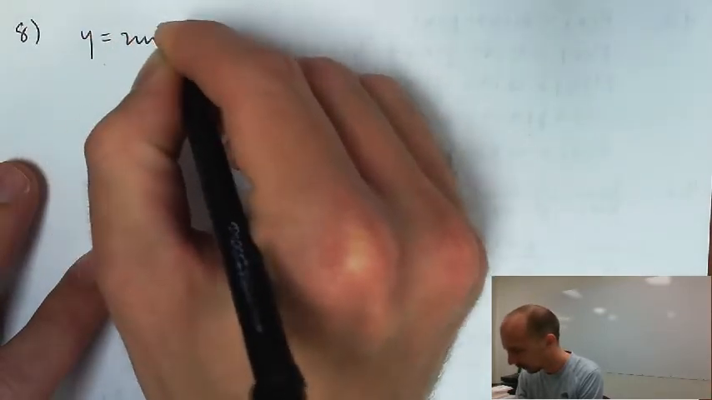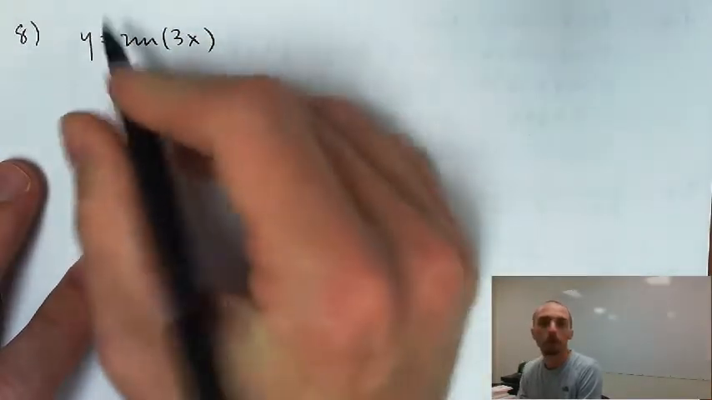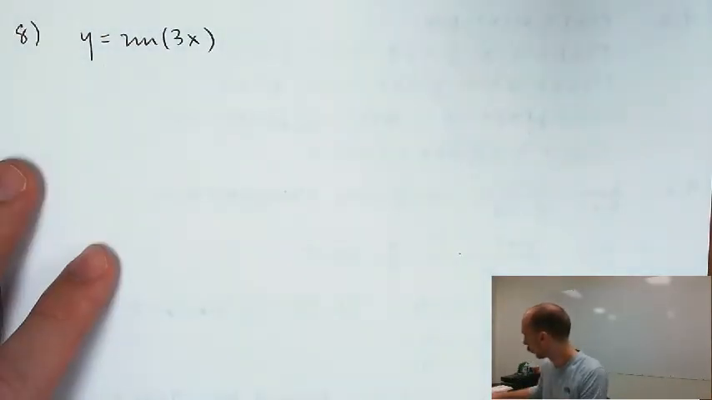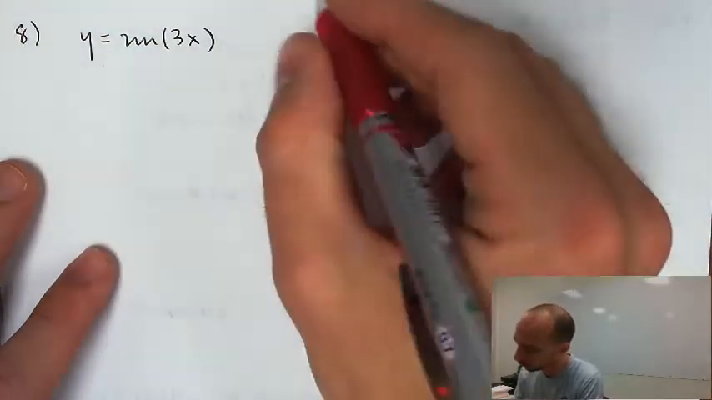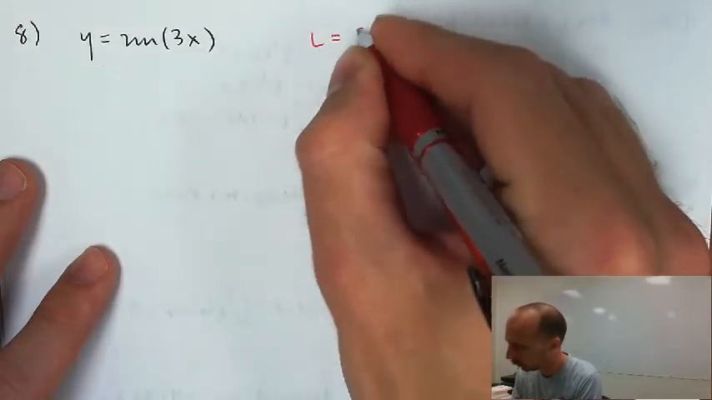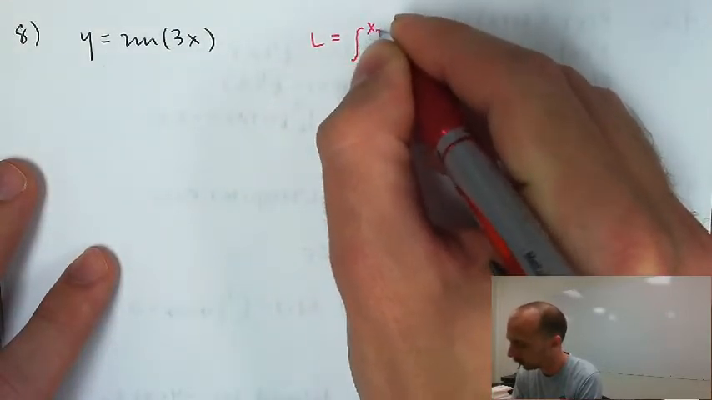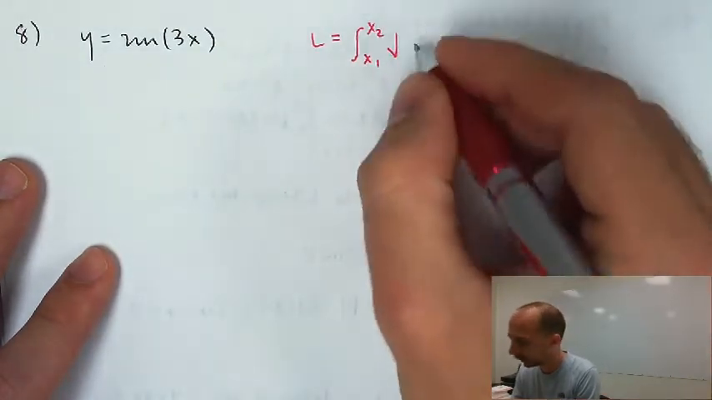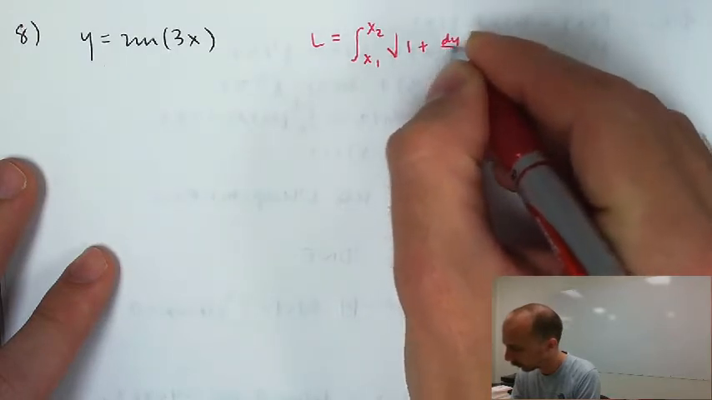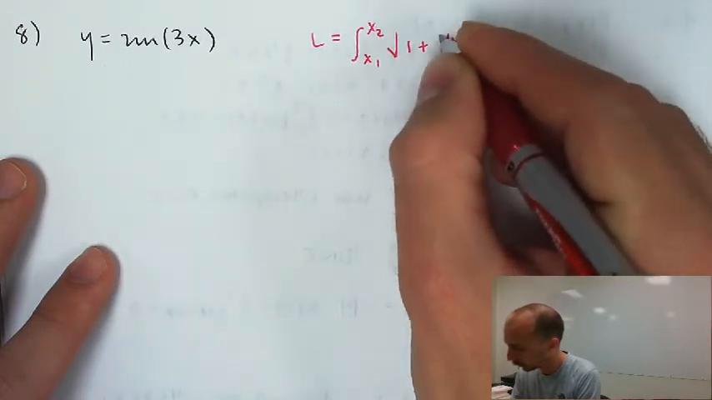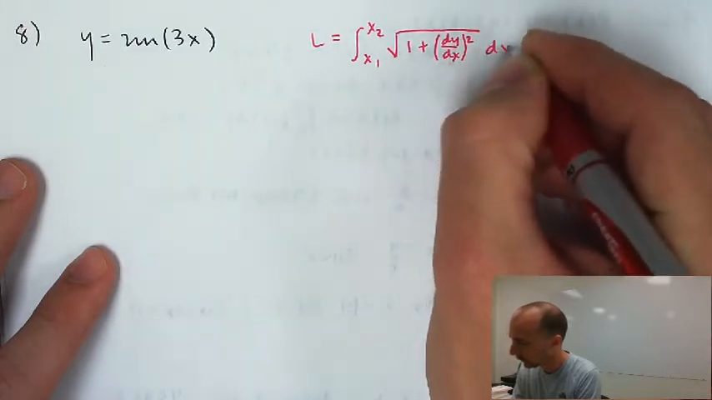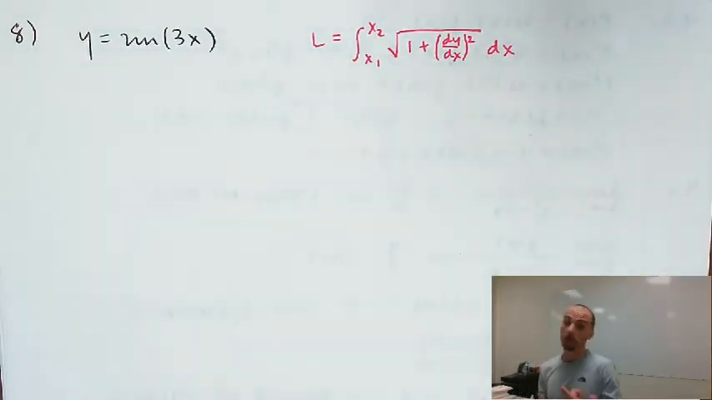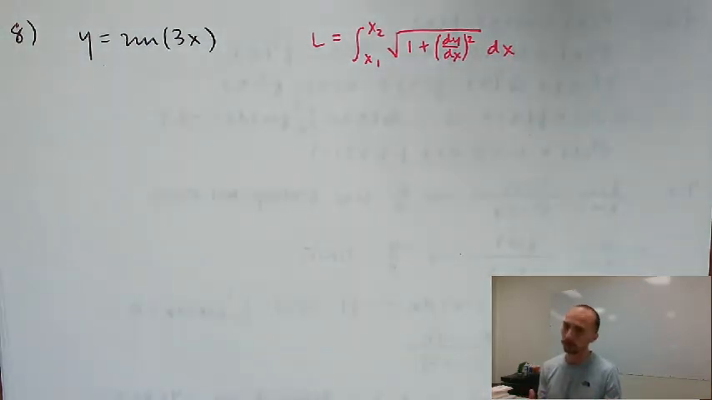Okay, number 8. The length of the curve y equals sine 3x. Well, if y is a function of x, then we have a formula for the arc length of a y equals f of x type function. That length is equal to the integral from x1 to x2 of the square root of 1 plus (dy/dx) squared dx. And that's one of those things that you know. If you don't know yet, you need to start knowing very soon.